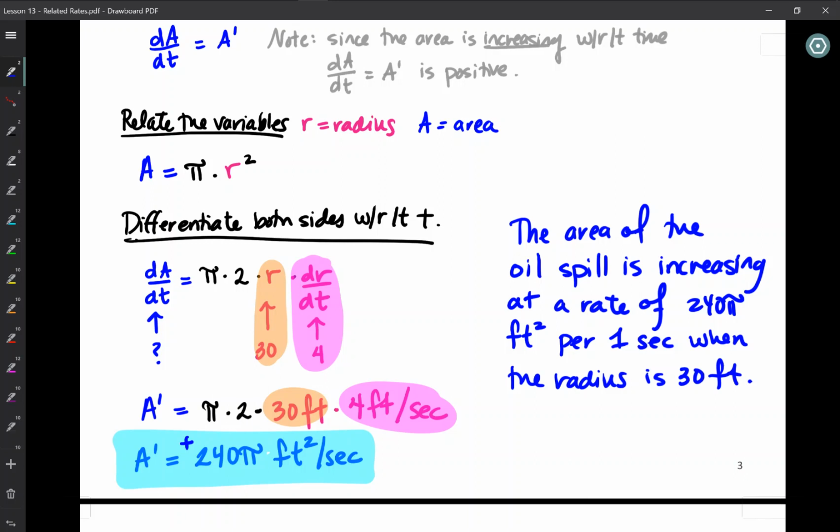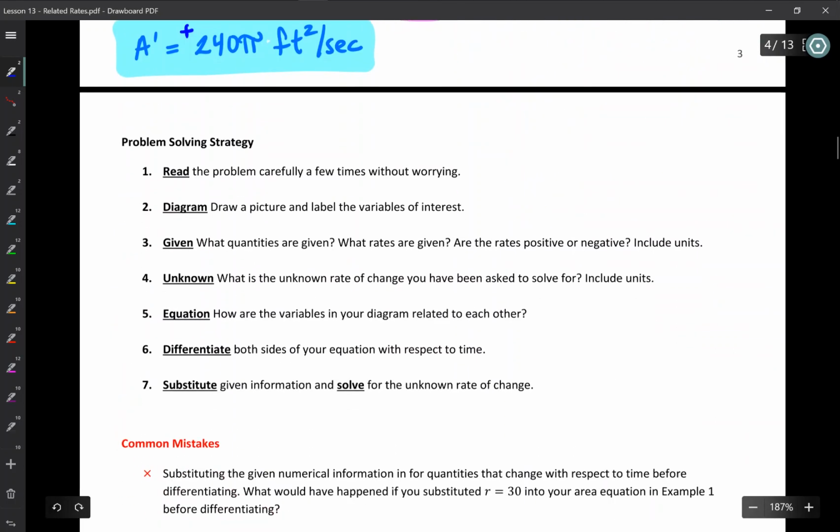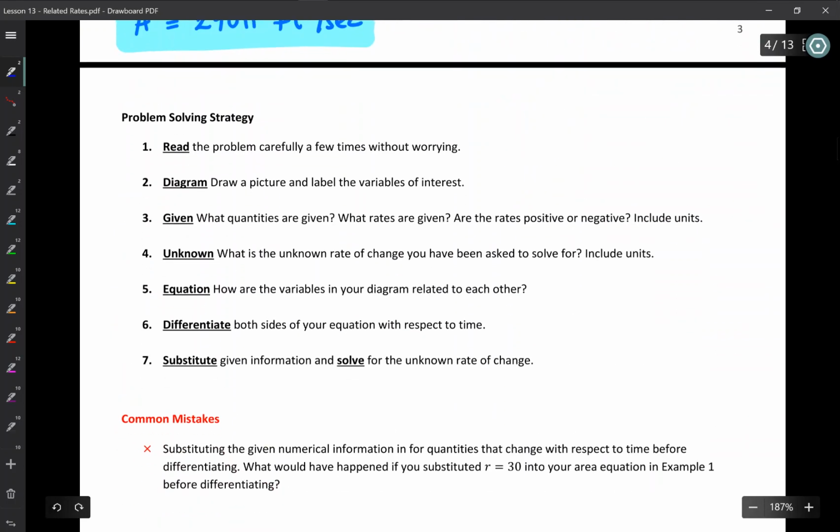Excellent. So let's now think about what the steps were to approach this problem, and then I want to share some common mistakes with you before we do some more examples. Okay, so what were the steps that we used? We first want to read the problem carefully a couple of times and take some pressure off ourselves to instantly know what the answer is or how to approach it. Just familiarize yourself with the problem.